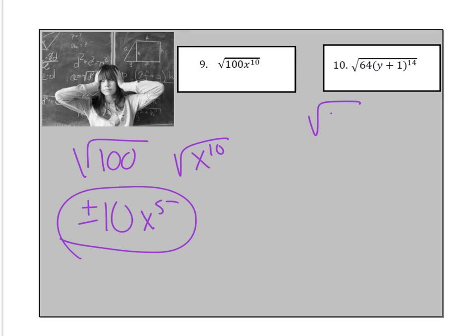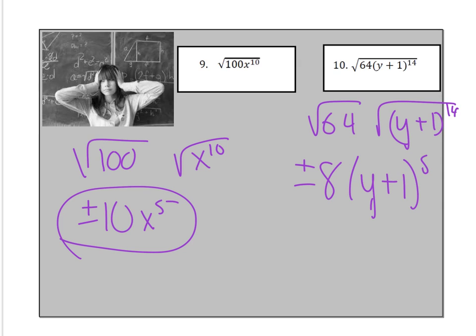Square root of 64, square root of (y plus 1) to the 14th. So you're going to go plus or minus 8. And then this cut in half is just going to be (y plus 1) to the 7th. There's my answer right there.